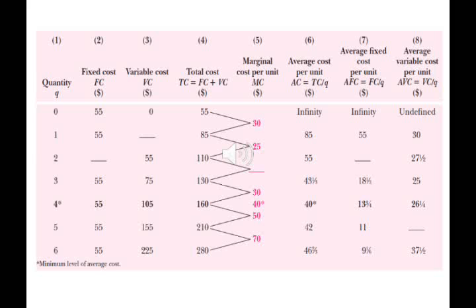So when Q equals 5, the average cost of production was 42. What about increasing output by 1 more unit to be 6? In this case, the marginal cost is 70, which means that 70 is greater than the 42. 70, which is the marginal cost, is greater than the previous average cost of 42. So what will it be causing to the new average cost? It will be pulling it upward.